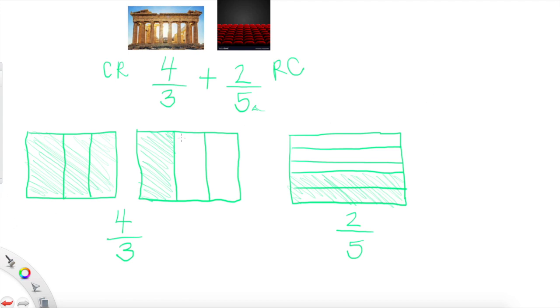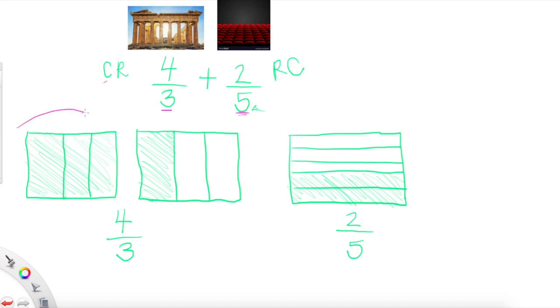Now we need to find a common denominator because as these fractions present themselves right now, they have different denominators and we cannot add these fractions together until they have the same denominator. So we are going to find an equivalent fraction to 4/3 and an equivalent fraction to 2/5 by laying now rows on top of our columns and columns on top of our rows.